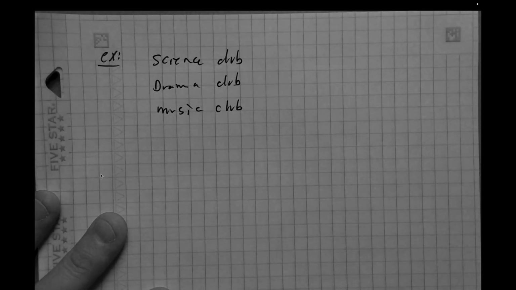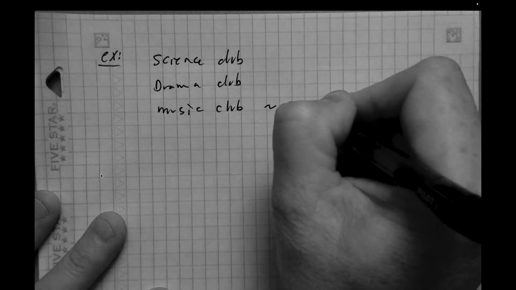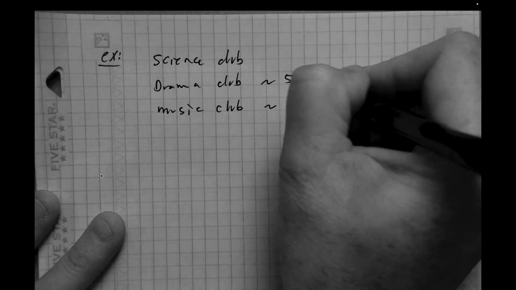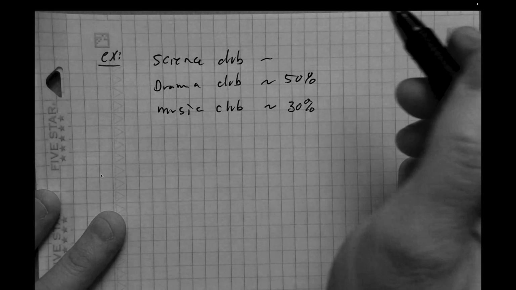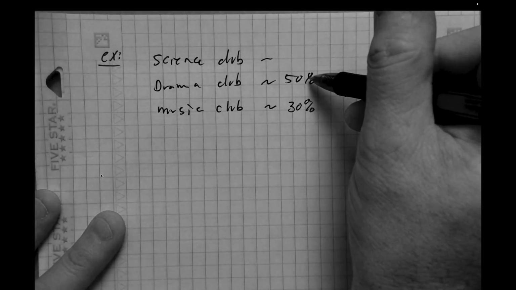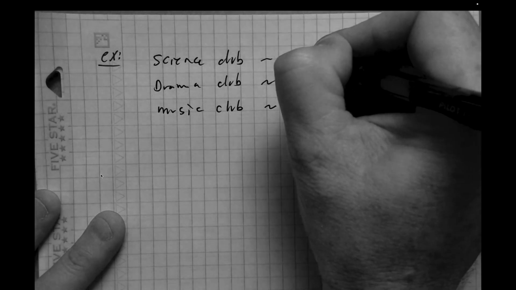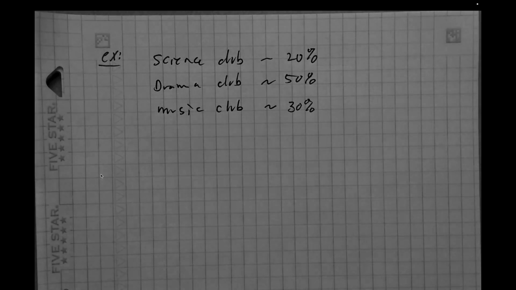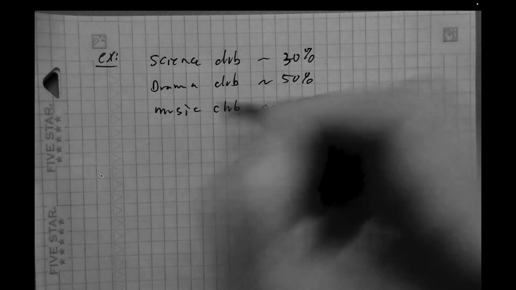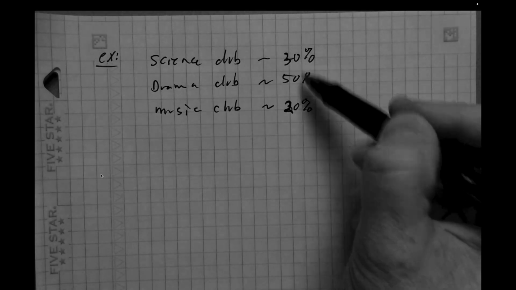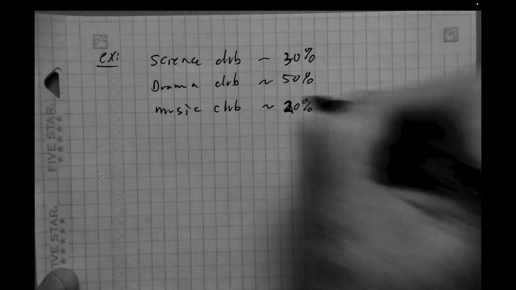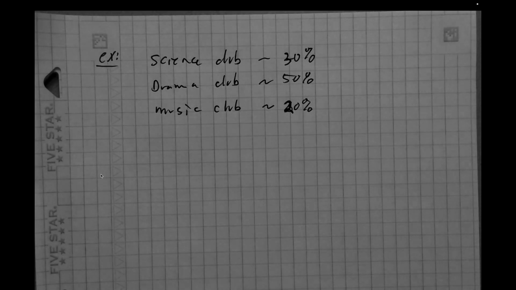30% of students are in the music club, and 50% of students are in drama, and 30% are in music, 50% are in drama, and 20% are in science. Shoot. I have this backwards. This is 30%, apologies, and this is 20%. Okay, so 30% are in science, 50% are in drama, and 20% are in music. So this is a 2. All right, so you just got these 3 clubs, right?